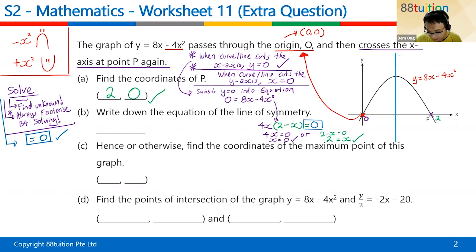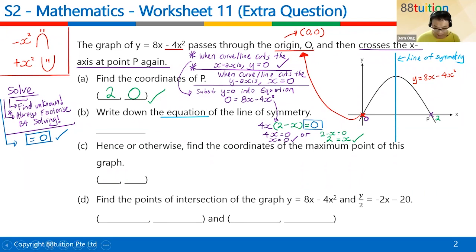So the blue color, this is called the line of symmetry. Can you see or not? All right. So it actually cuts the curve into two equal separate halves. Can you see or not? So that's called the line of symmetry. But what is the equation? There's a name to it.